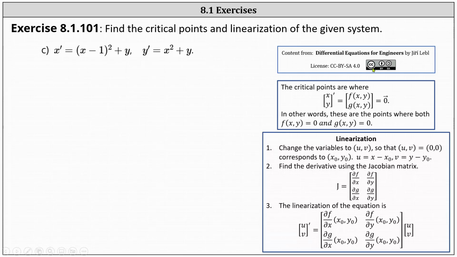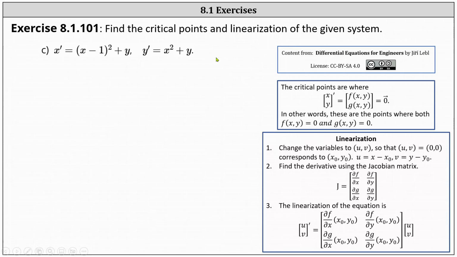We're asked to find the critical points and linearization of the given nonlinear system. We have x prime equals the square of x minus 1 plus y, and y prime equals x squared plus y. Referring to our notes, this indicates that f of x comma y is equal to the square of x minus 1 plus y, and g of x comma y is equal to x squared plus y.